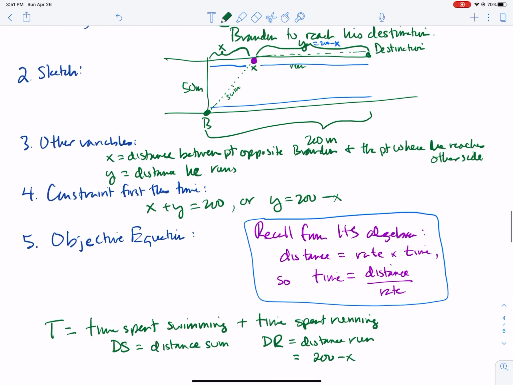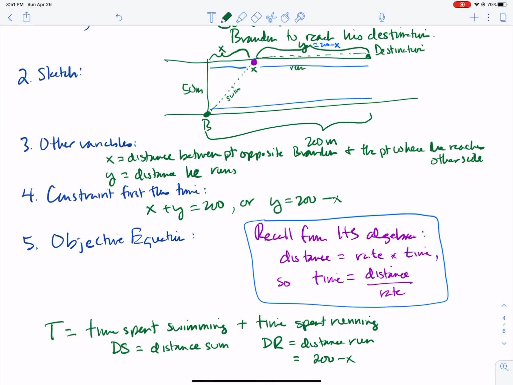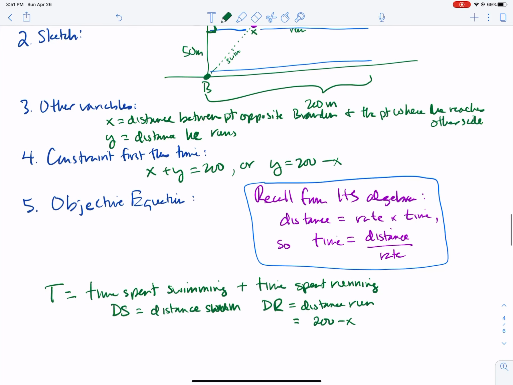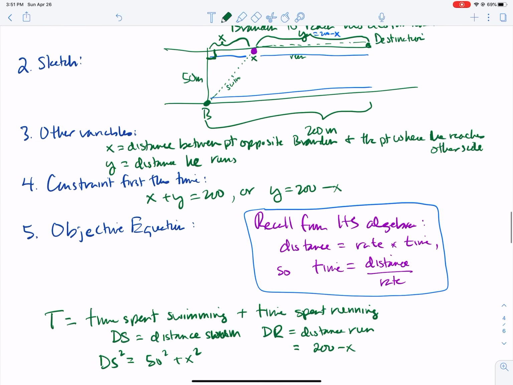The distance swum is going to come from the Pythagorean theorem. So we're imagining this as an ideal river. We've got a right angle right here, and so the distance swum is going to be the hypotenuse of that right triangle. And so the distance swum, d_s squared, is going to be equal to 50 squared plus x squared. So let's check that out.